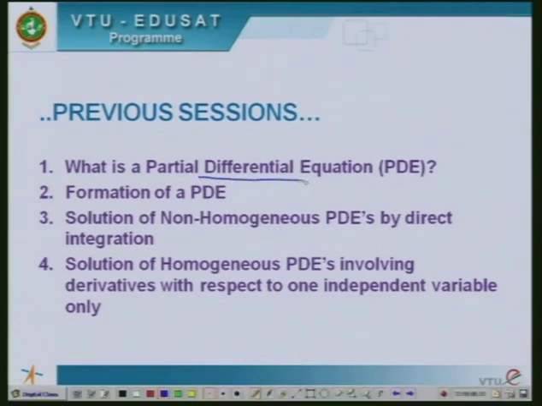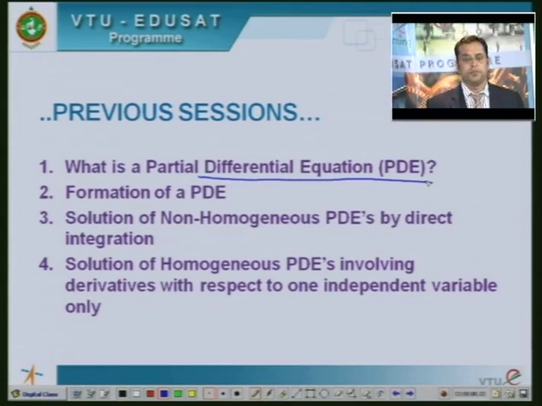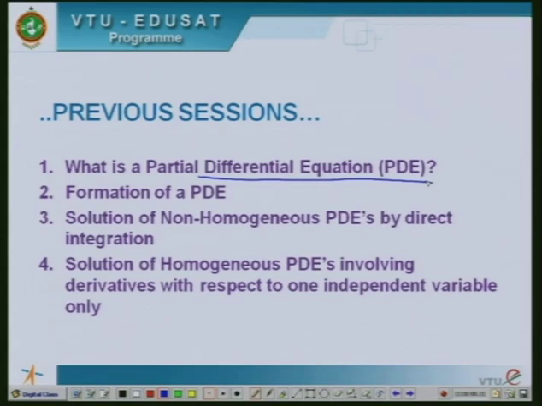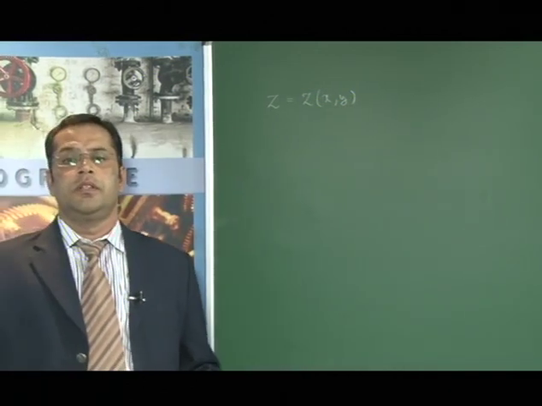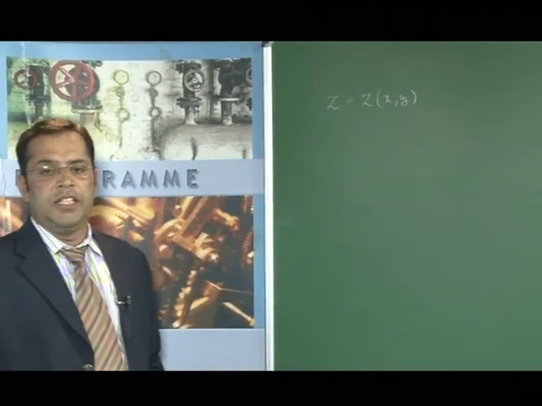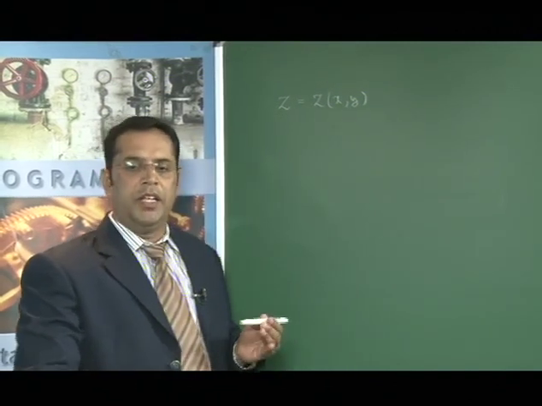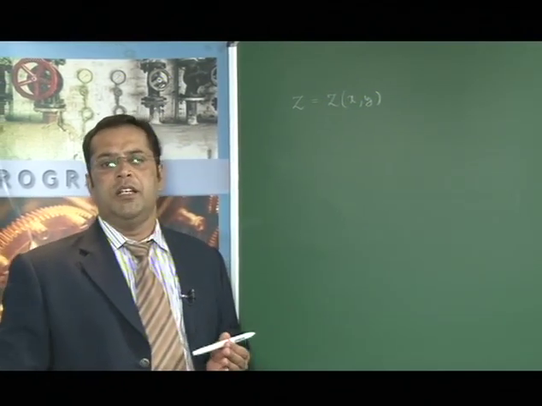In the previous sessions, we have discussed the following topics related to partial differential equations. We have seen how to form a PDE. When we form the PDE, Z is the dependent variable, which is dependent on the variables x and y. That is, Z is equal to Z of x comma y. Any differential equation which contains the partial derivatives of z with respect to x and y, may be first order, second order, or even higher, becomes a PDE.